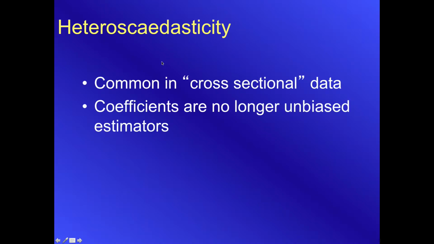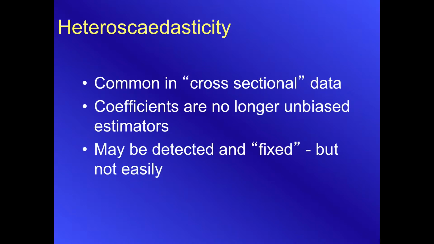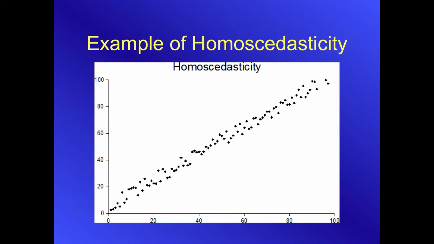So the absence of homoscedasticity is heteroscedasticity. As I said, it's common in cross-sectional data, and the problem is that the coefficients, the betas, are no longer good estimators of the slope of the line, if it's a line. And so we don't want that to happen. We want these things to be constant, right? This is pretty easily detected, not so easy to fix, but there are methods for doing so.